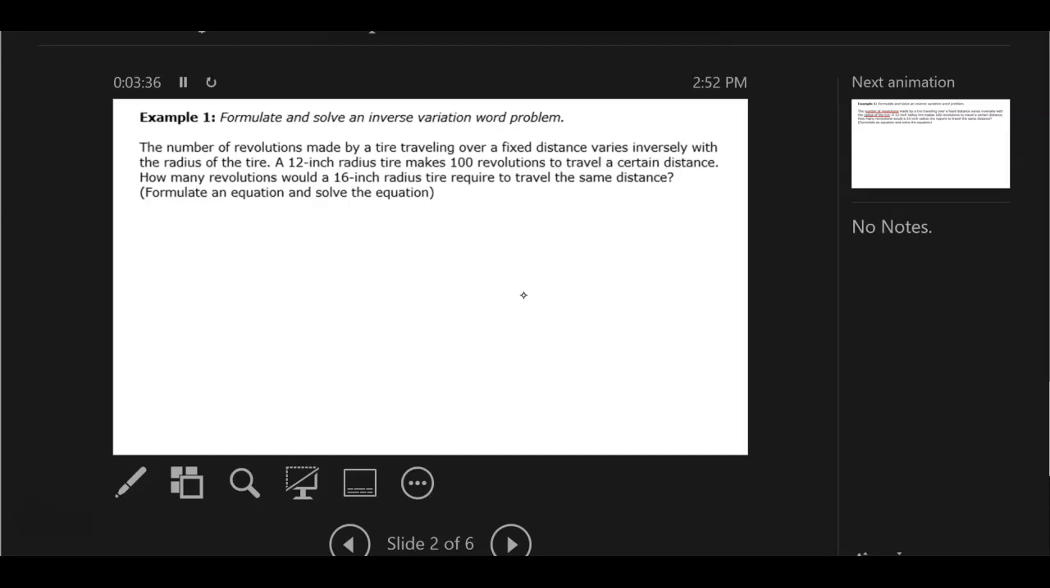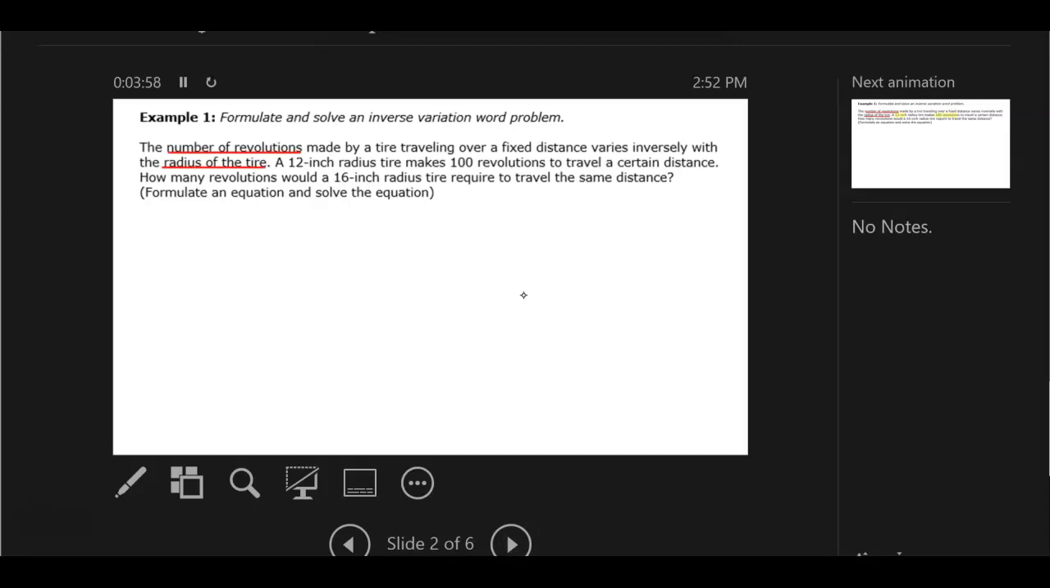How many revolutions? Here's a missing thing. Go ahead and put like an X on top of that. I don't know what the revolutions are. It's X, okay? Of a 16-inch radius required to travel the same distance. Now, here's the deal. We know 12 inches makes 100 revolutions.